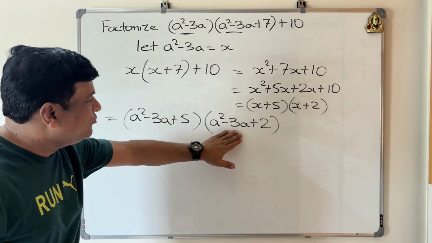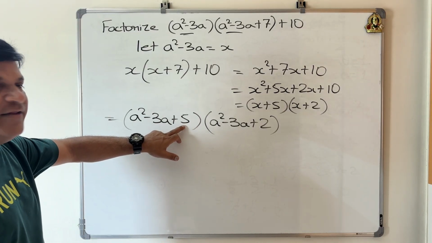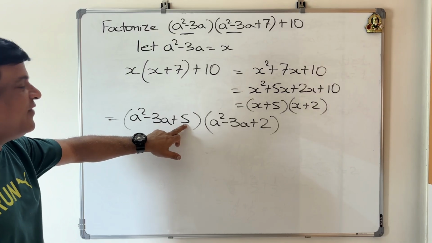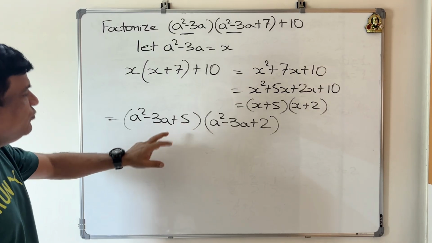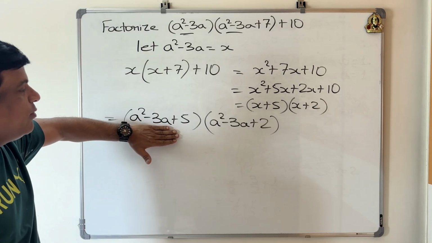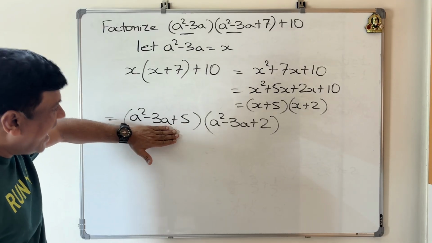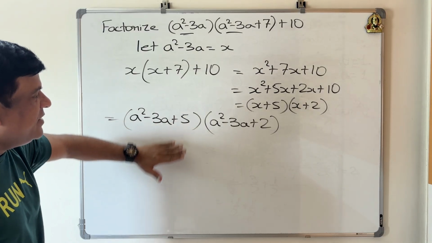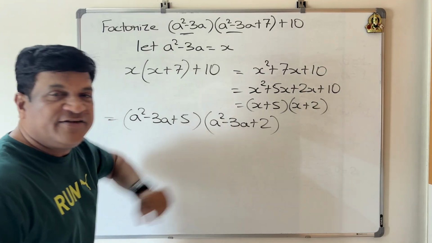Now look at these two expressions and see if you will be able to factorize them. Look at here, what are the factors of 5? It's 5 and 1. There are no other factors of 5. Using 5 and 1, I'll not be able to get a 3. So this cannot be factorized. You cannot break it down further. With whatever you have learned right now, you won't be able to factorize it further, but at least this one you can do.